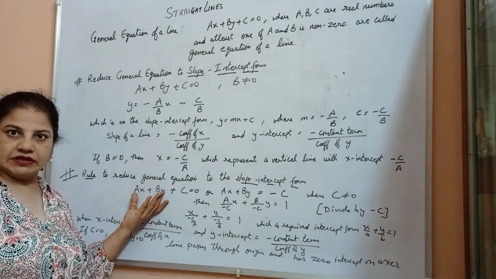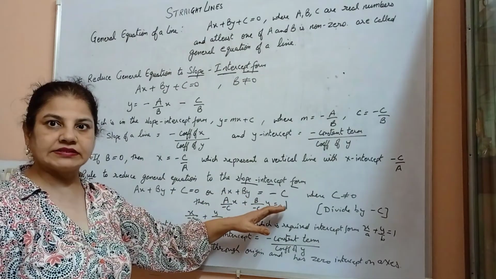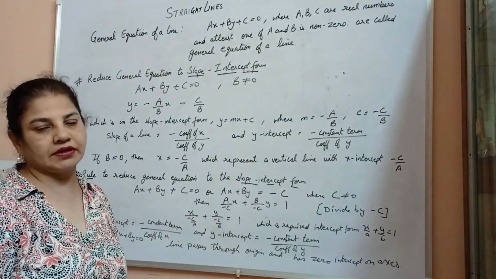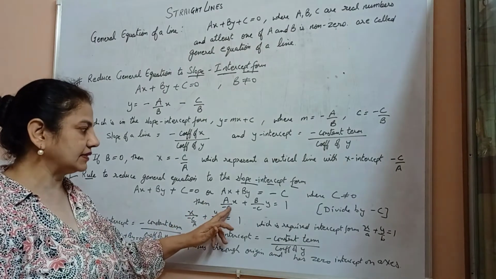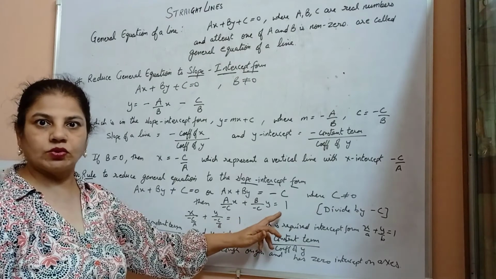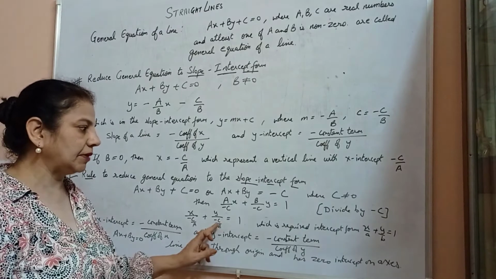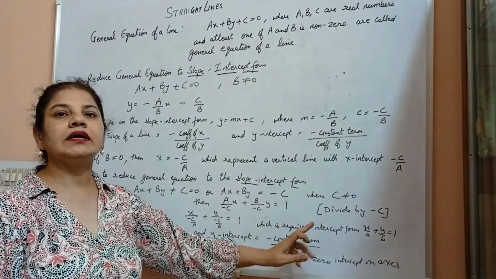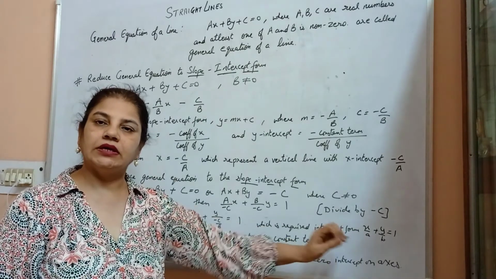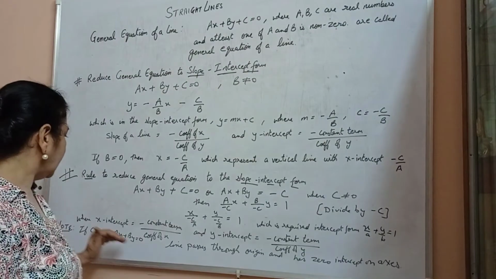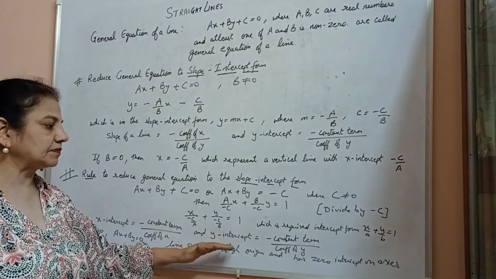First of all, we write the general equation and then write the constant term on the right hand side: ax plus by is equal to minus c, and divide throughout the equation by minus c, so that it reduces to a upon minus c x plus b upon minus c y is equal to 1. Or we can say x upon minus c by a plus y upon minus c by b is equal to 1, which is the required intercept form, x upon a plus y upon b equals 1.